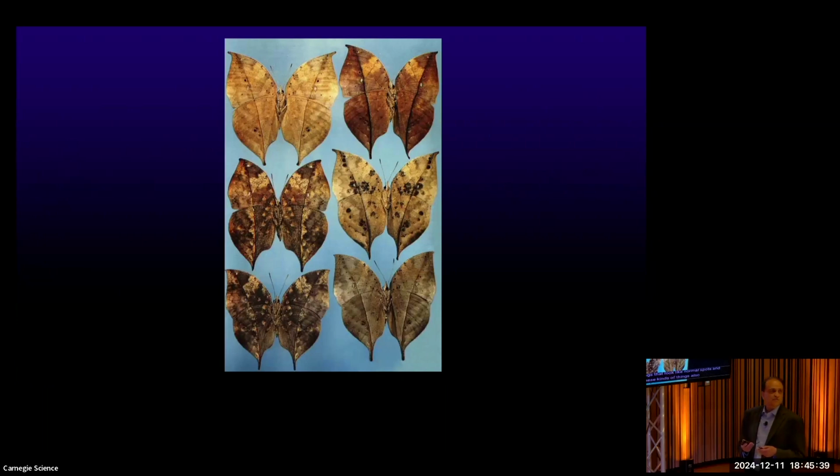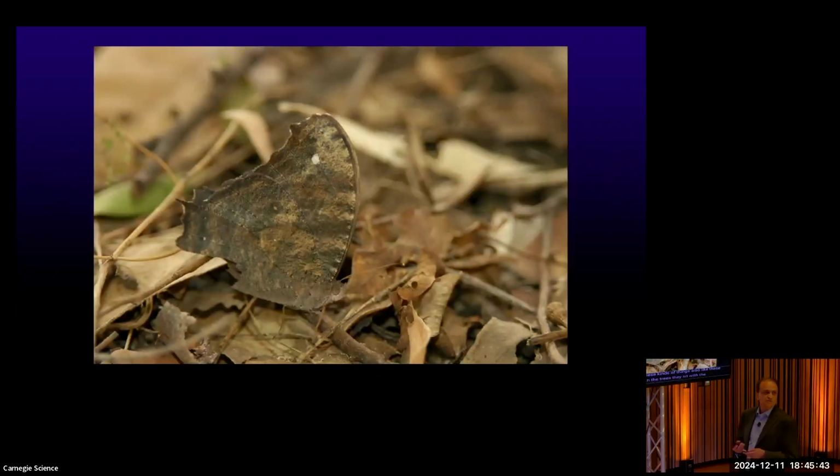Also behaviorally, these butterflies don't sit up in the trees. They sit where the dead leaves are, which is on the ground. And they'll do things like orient their body and lean so that they don't cast a shadow at the same time. They go to great lengths to avoid predation.